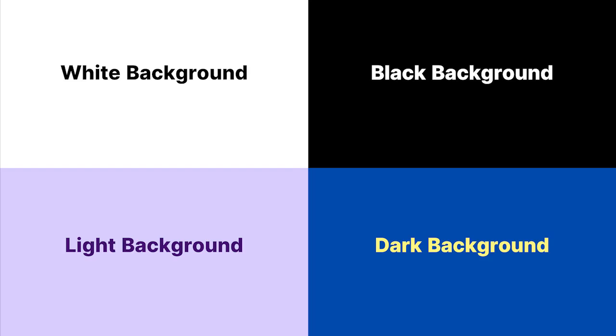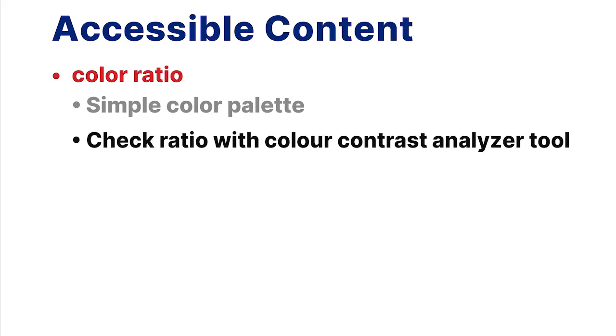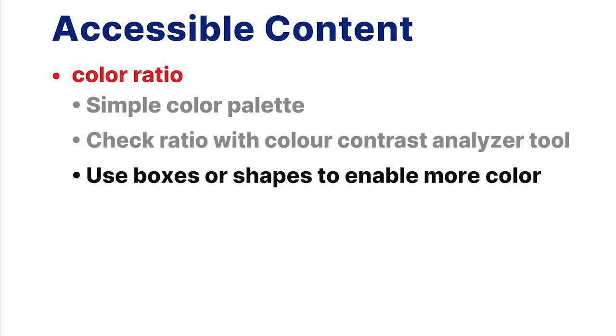However, I have found that using 100% black can be visually harsh, either as a text color or a background color. So I always make my black anywhere from 90 to 95% black, just softening it a bit. To summarize, you want to stick to a simple color palette, use tools like the Color Contrast Analyzer tool to check color ratio, and use boxes or shapes to get more color into your content.